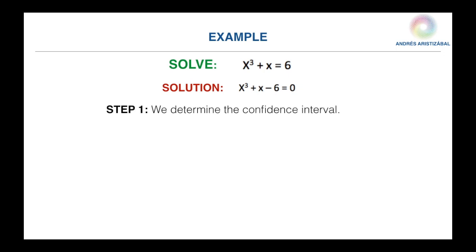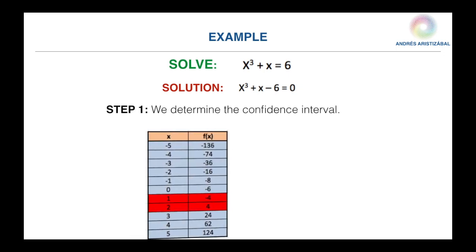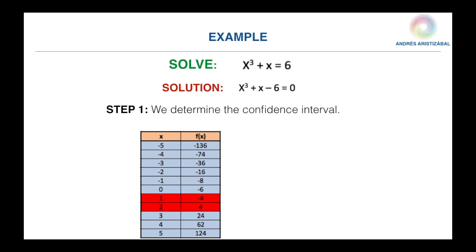Step 1. We find the confidence interval. Then we build a table of x versus f(x). Next, we assign values to x from minus 5 to 5, and we get these values for f(x). Then we have to identify when f(x) changes from a negative to a positive sign. In this case, the change happens when x is equal to 1 and 2, obtaining f(x) equal to minus 4 and to 4 respectively. So that will be our confidence interval.